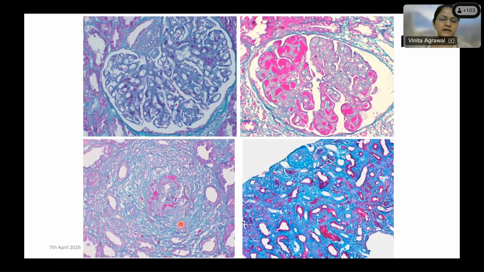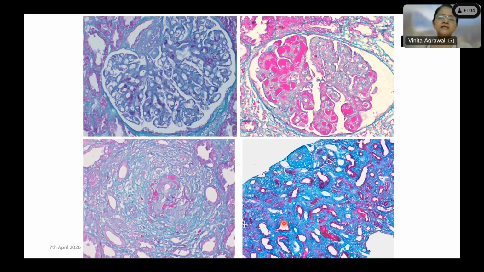This is a vessel which is showing you fibrinoid necrosis. So fibrinoid necrosis also appears fuchsinophilic in Masson's trichrome stain. And of course, we do the Masson's trichrome stain to look for fibrosis in the interstitium. So these are the three basic things that you're looking at in the Masson's trichrome. One is deposits, one is fibrin, and the third is fibrosis.